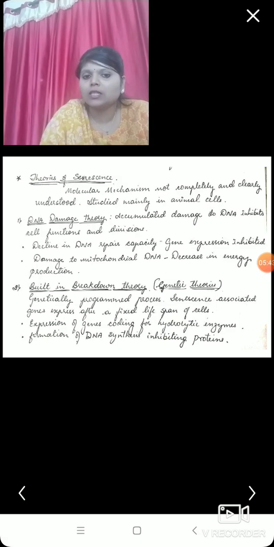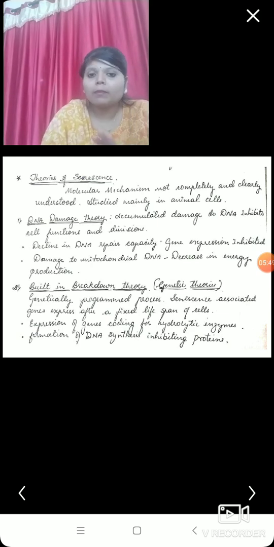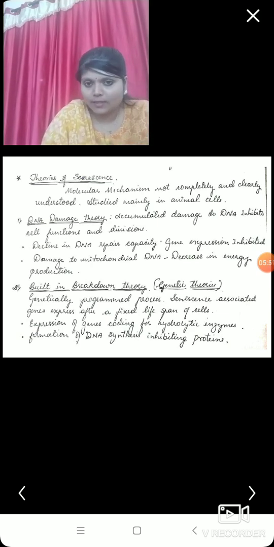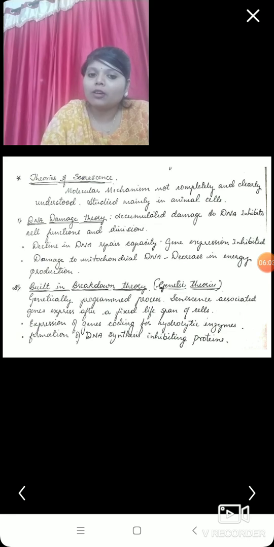The first theory is the DNA damage theory, and I would like to tell you another thing. See, these experiments are done only on animal cells to know how the animal cell is getting senesced. The DNA damage theory: accumulation of damage to the DNA inhibits the cell functions and the cell divisions, further leading to the death of the cell.